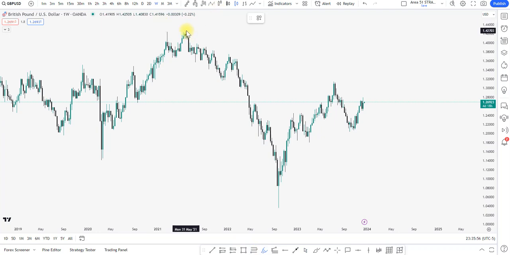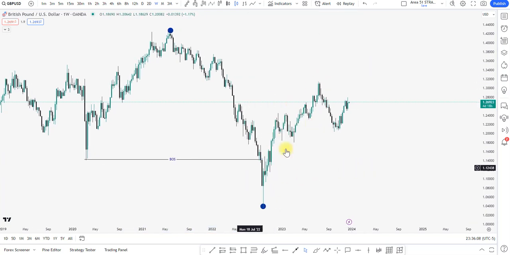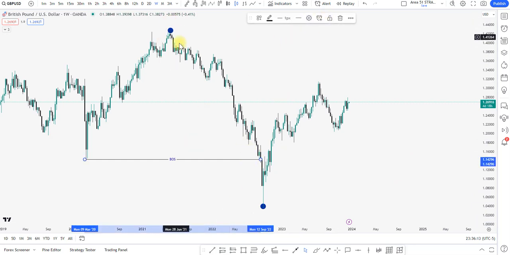All right, so here on the higher time frame, the weekly, we can see that the last low highs led to lower lows, creating a break of last low here on the weekly time frame. So this is our break of structure. Mark it real quick.